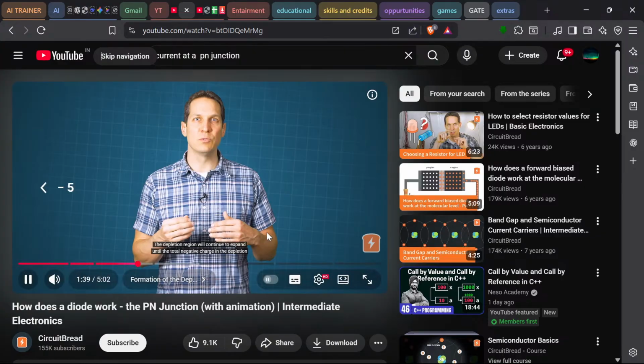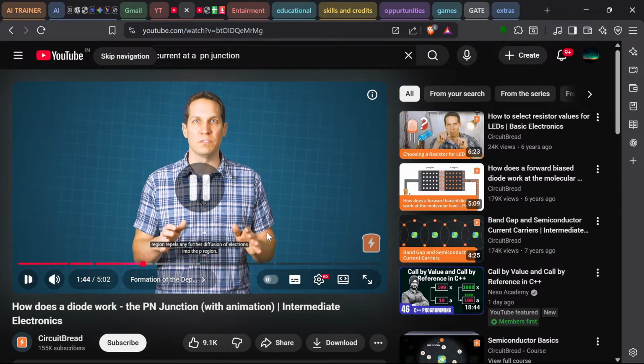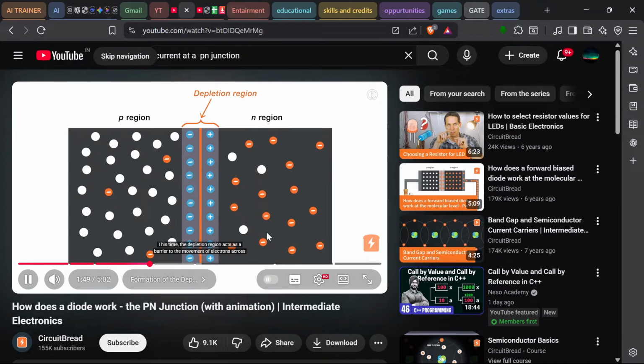The depletion region will continue to expand until the total negative charge in the depletion region repels any further diffusion of electrons into the p region. At this time, the depletion region acts as a barrier to the movement of electrons across the junction.